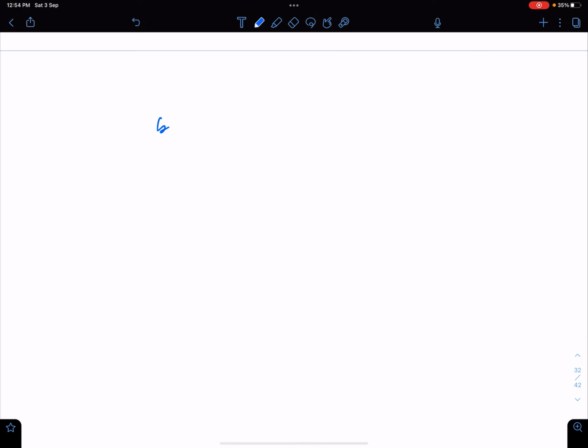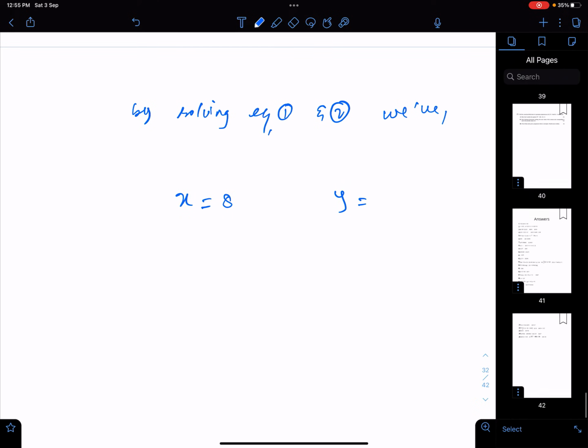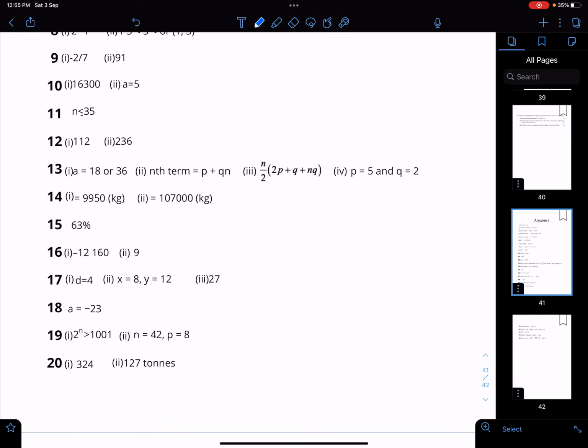So by solving 1 and 2, we have x and y. So x is 8 and y is 12.